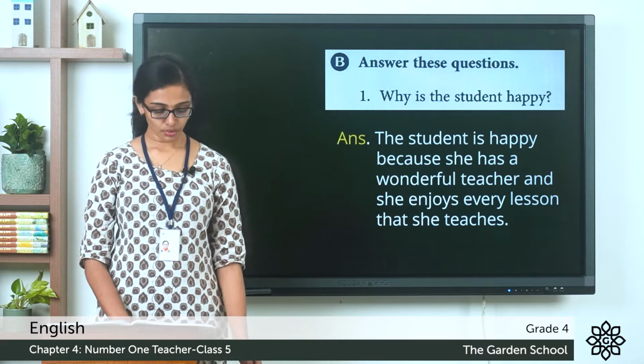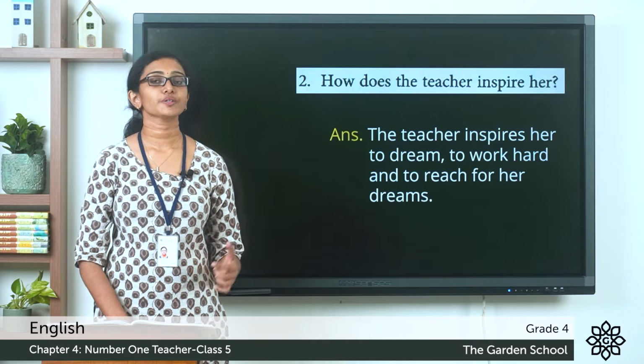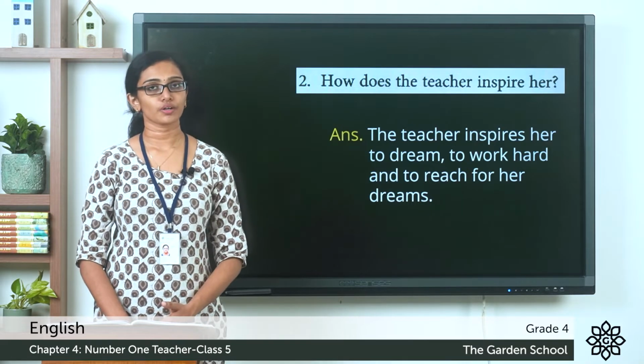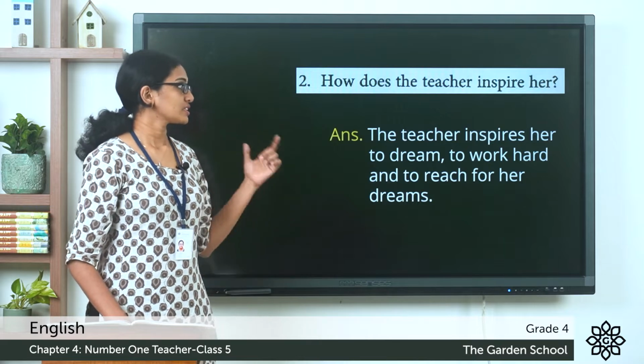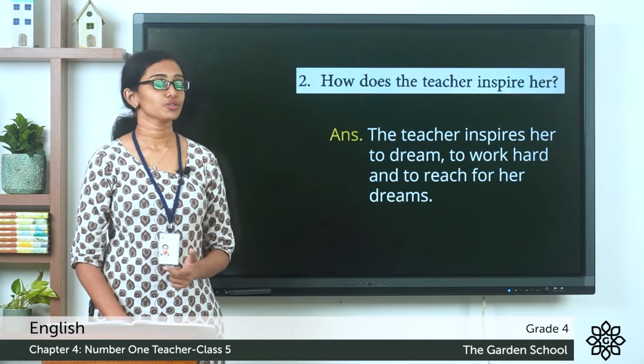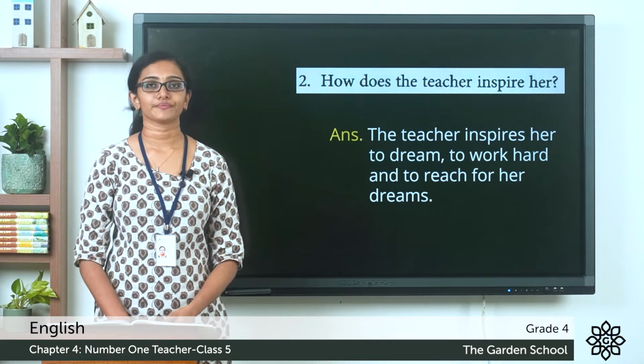Now, question number 2. How does the teacher inspire her? And children, you can make note of these answers in your notebook. And what is the answer to question number 2? The teacher inspires her to dream, to work hard, and to reach for her dreams.